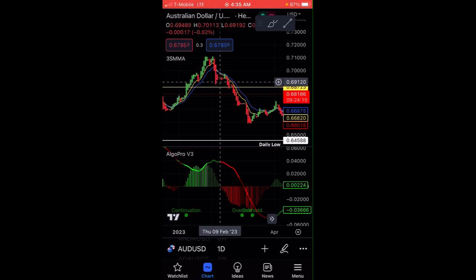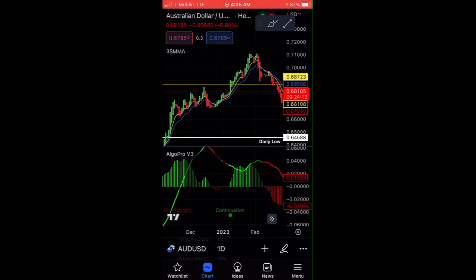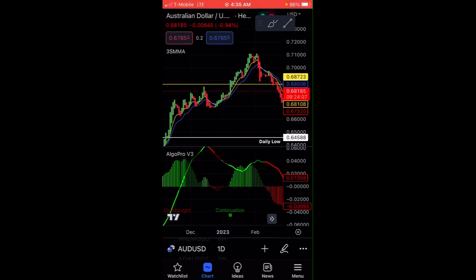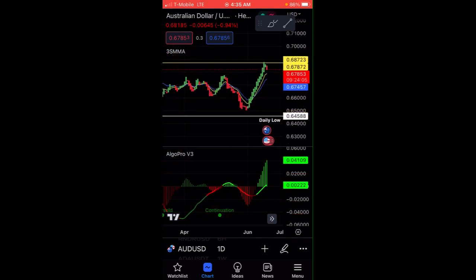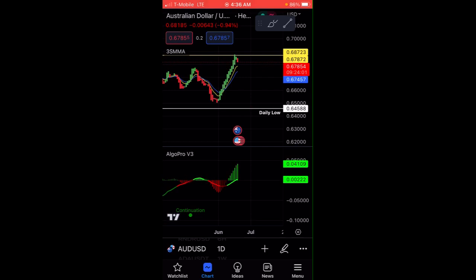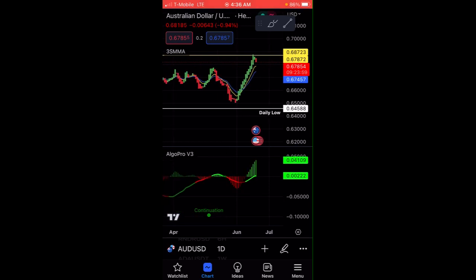You see the light red, and then what does it do? It starts going down, and then you see it go from like a dark green to a light green, and then you see it start going up from here. So this is actually very helpful as well. But like I said, I use the formula that I talked about in the last couple videos, but these indicators are actually pretty helpful with the AlgoPro.